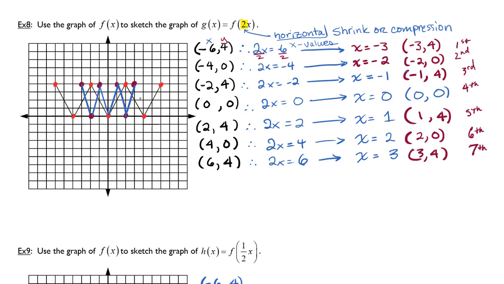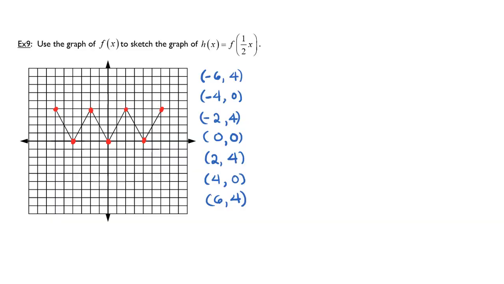And you can see how we have not vertically stretched anything. The only thing we've done is compress this zigzag pattern horizontally. Let's take a look at example 9. Use the graph of f of x to sketch the graph of h of x equals f of 1/2 x.